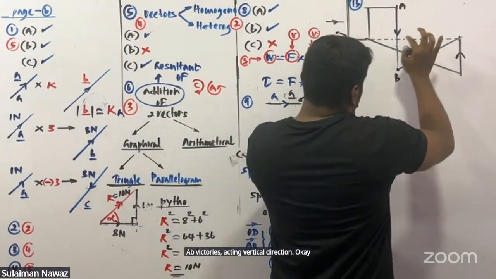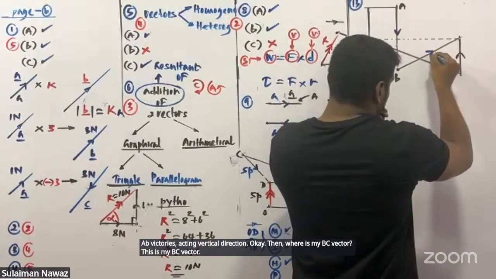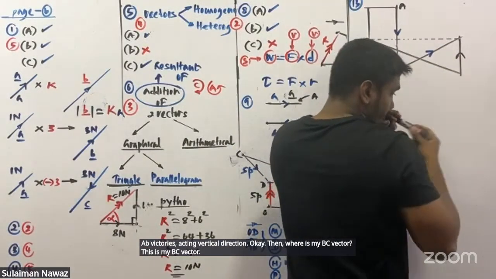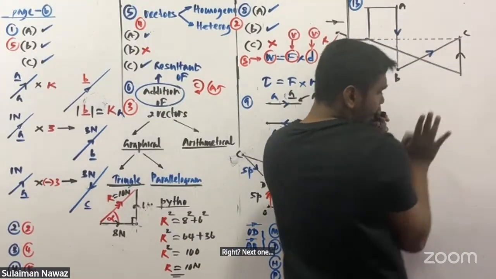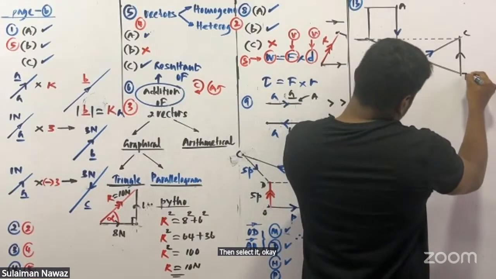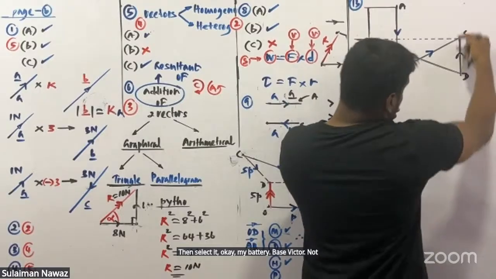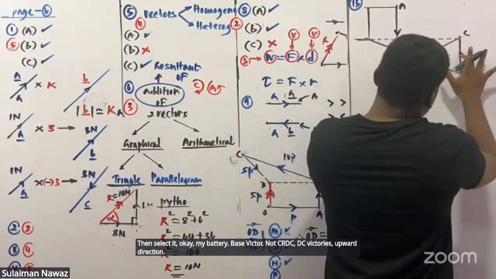Okay. Then where is my BC vector? This is my BC vector. Right? Next one. CD vector is DC vector. Okay, my bad. DC vector. Not C to D, D to C. DC vector is in the upward direction.